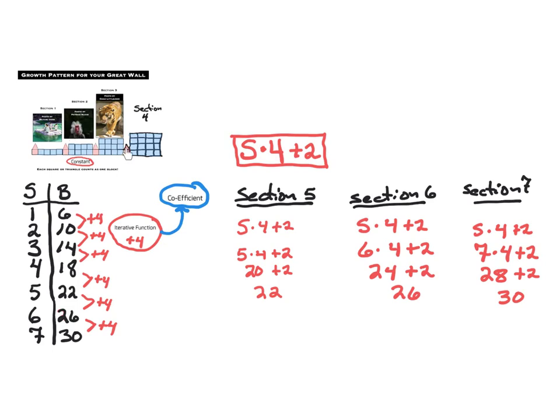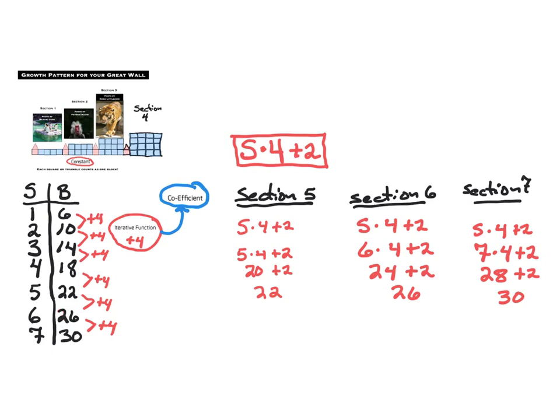We started off with this growth pattern, and then we created our t-chart, discovered our iterative function, and realized that our iterative function is the same as our coefficient. We colored our coefficient blue, right? And then we discovered our constant, which had never changed. We colored that in red. We used this and the iterative function to create our formula of S times 4 plus 2, and then we tested that formula 1, 2, 3 times to make sure that it would work for any section.